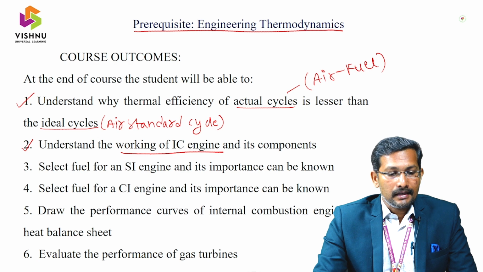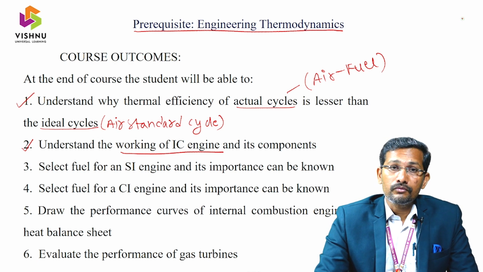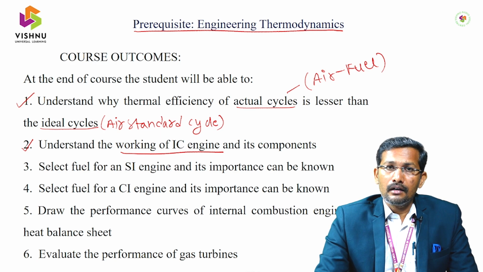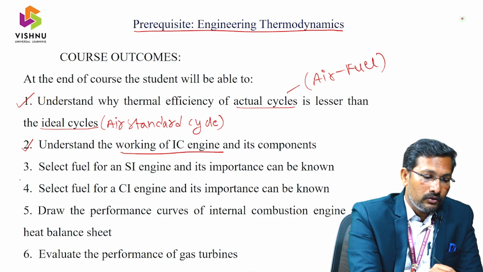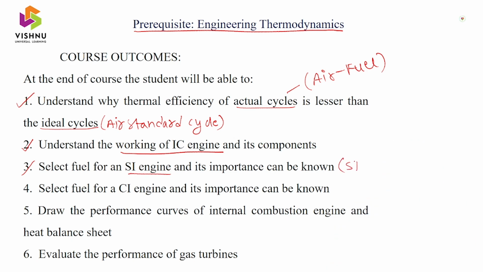The third one is to select the fuel of an IC engine and know its importance. From the third unit, students should be able to gain the requirement of a specific fuel for a particular engine. That part students should be able to explore, because in the third unit we are going to deal with SI engine combustion.